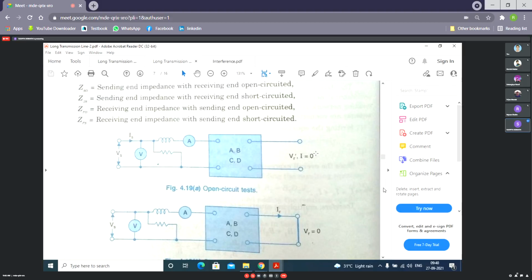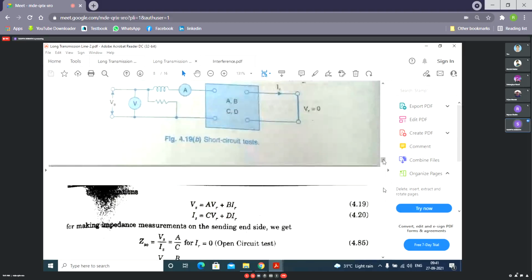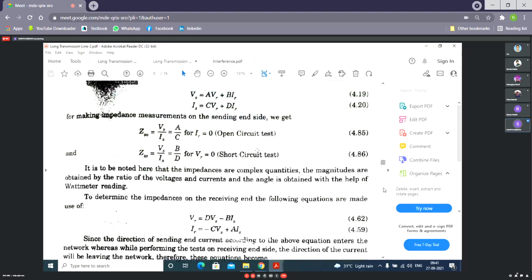Then what we do? We short circuit the receiving end and we measure again the sending end impedance. So it will change, of course. That is termed as ZSS, sending end impedance with receiving end short circuited. First, we find out these two parameters. So we get ZSO equal to Vs by Is. When this is the open circuit test, receiving end open, IR equal to 0, and with receiving end short, VR equal to 0, Vs by Is gives ZSS.